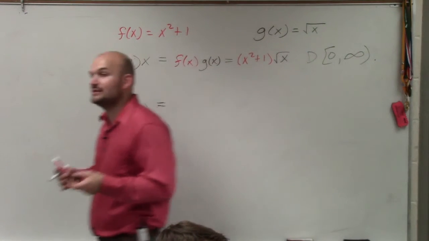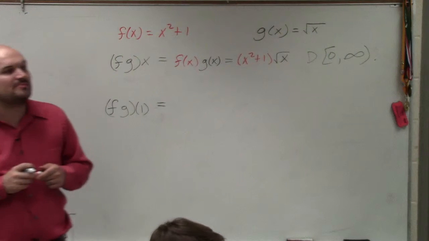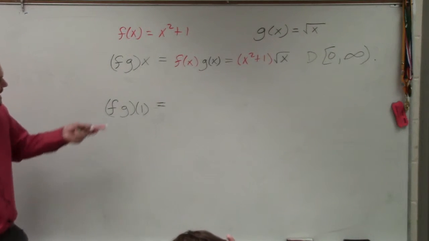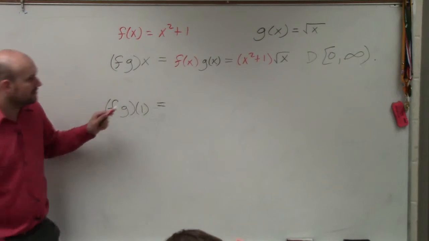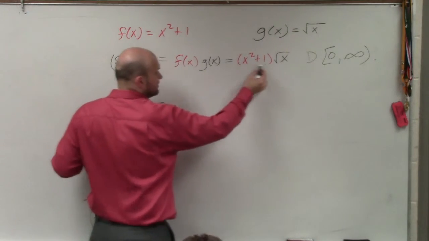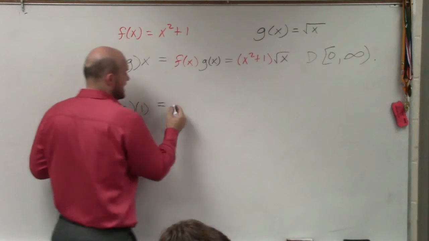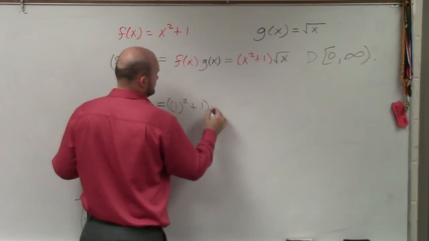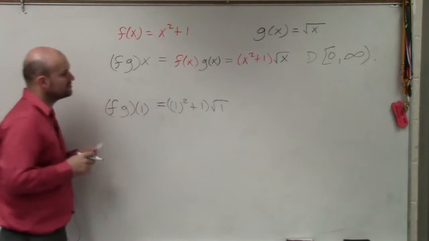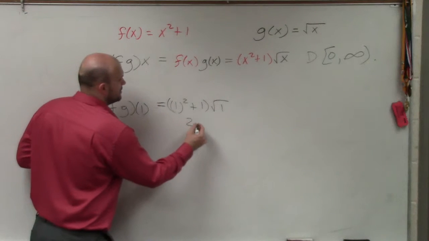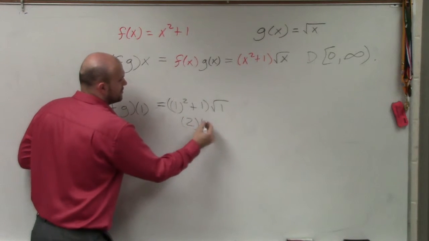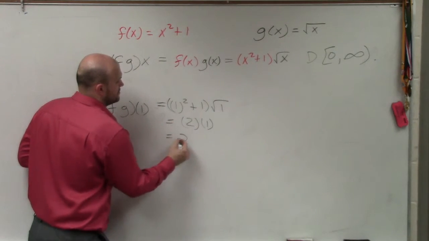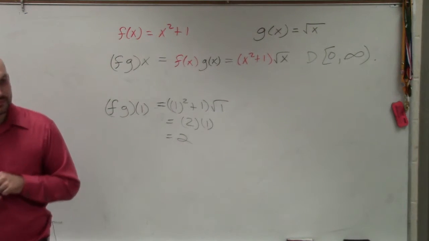It's not always going to be the case for every problem. It just depends on the type of functions. Now, let's do fg of 1. If I know that f times g of x looks like that, then I'll just plug in 1. So 1 squared is 1, plus 1 is 2, times the square root of 1, which is 1. So 2 times 1 is 2.